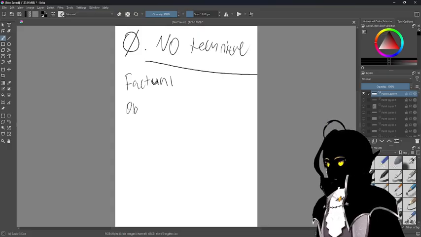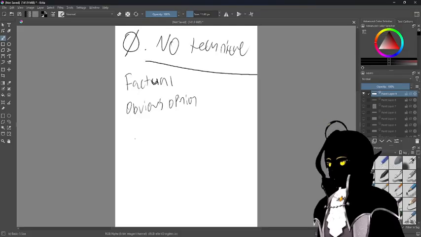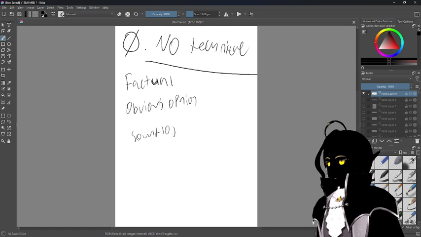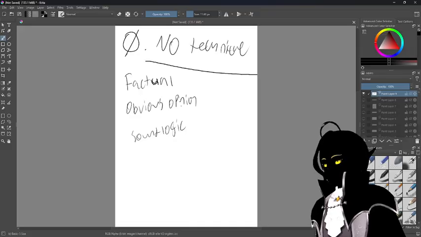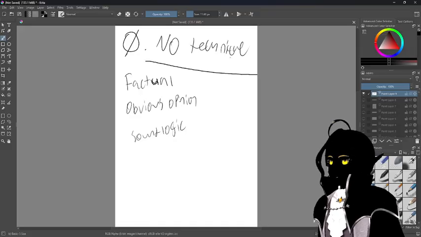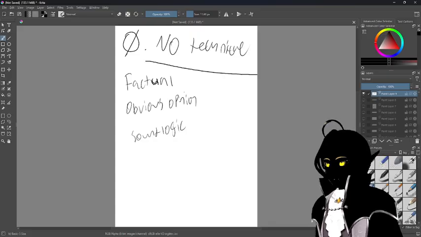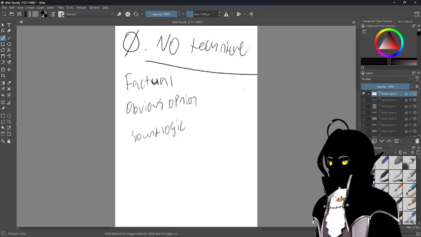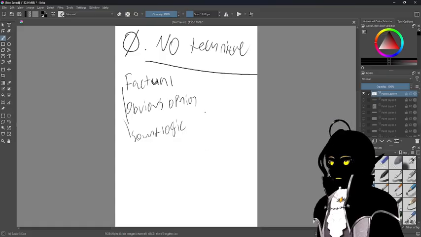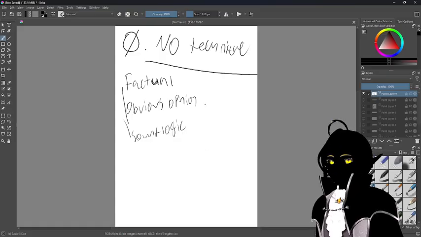Factual, obvious opinion, and sound logic. All of these, well, not all of these, but one, if not more of these, are necessary to have a no technique. Like I can have something completely unfactual and something completely devoid of sound logic, but if I say it's my opinion and I make sure that it is obvious, it is a no technique, because I'm no longer trying to bullshit you into it.